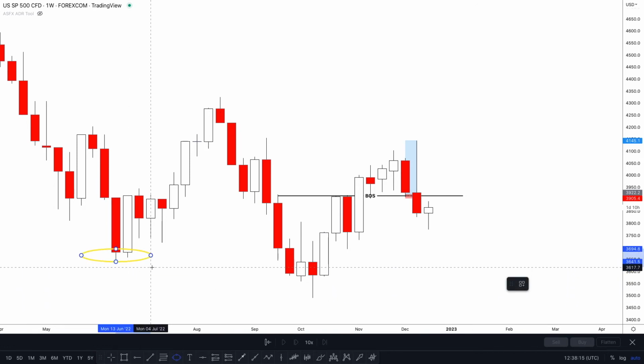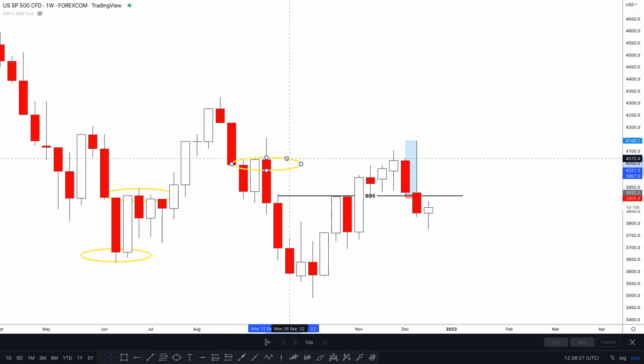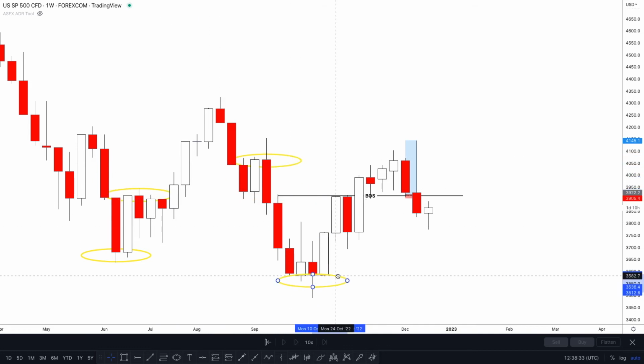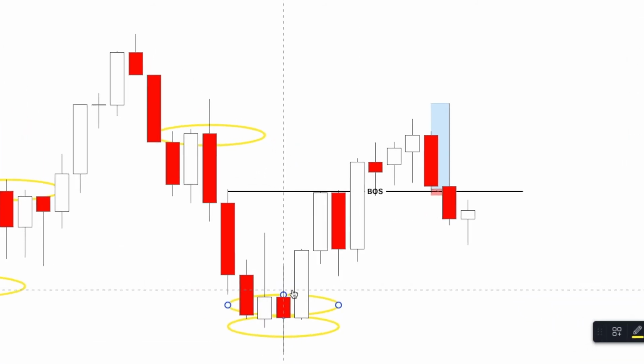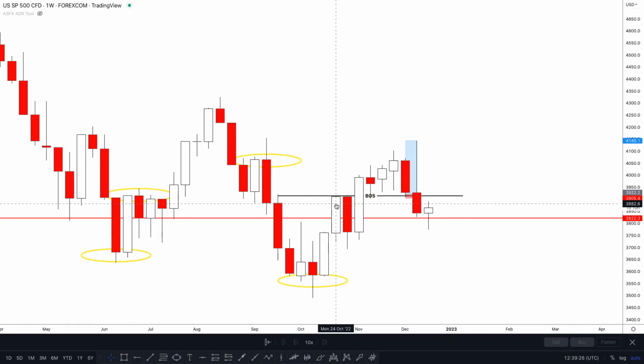So you can see there's a structural level down here. There's also another structural level up here. There's another level up here. We have one more down here. Of course, what I was paying attention to is this one right over here. Because this is an indice, I'm trying to make sure my stop loss is a bit tighter.